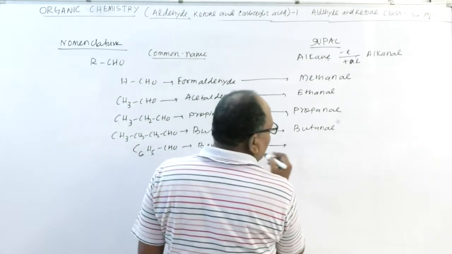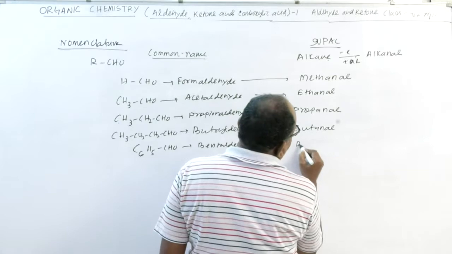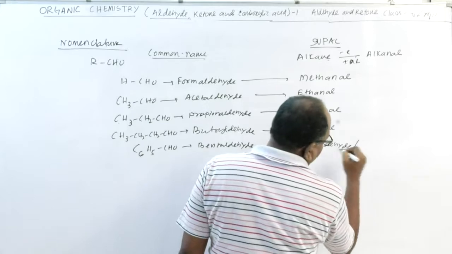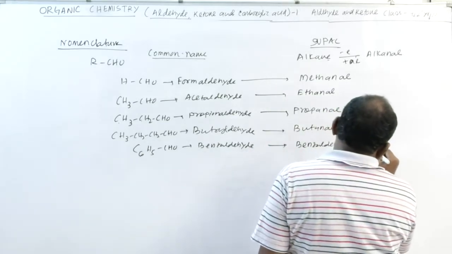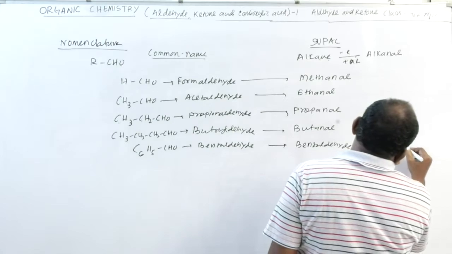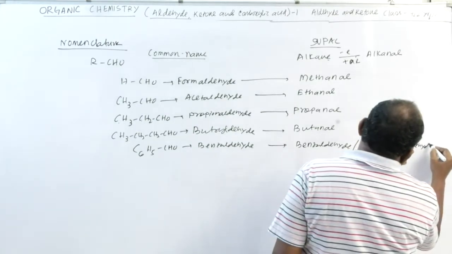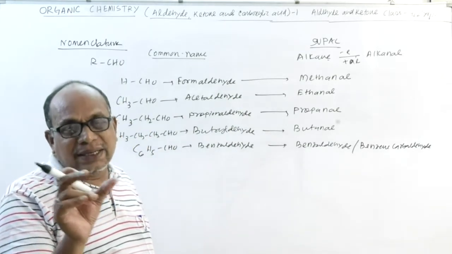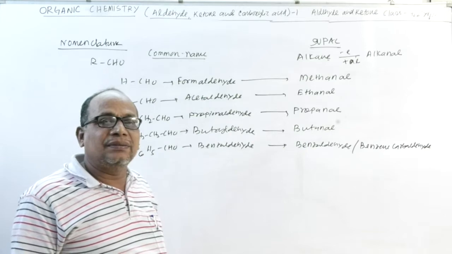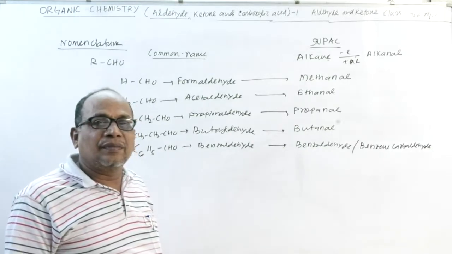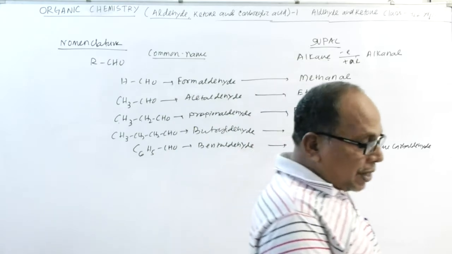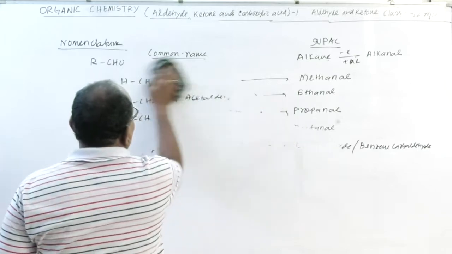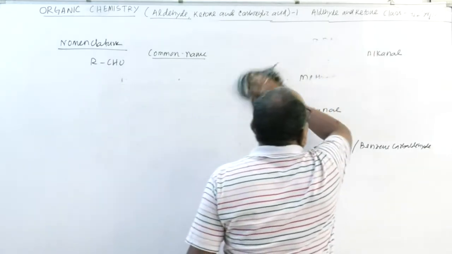This is also a very common name, that is the IUPAC name also: benzaldehyde, or you can write benzene carbaldehyde. Benzene carbaldehyde, because C6H5 is benzene and CHO is carbaldehyde. Okay, this is about the naming of the aldehydes in the common system as well as some IUPAC system.